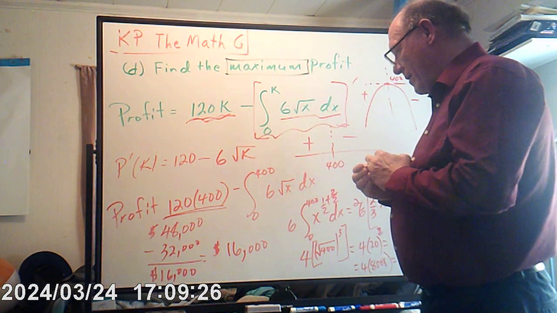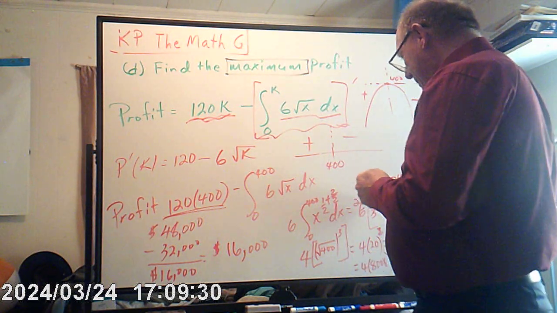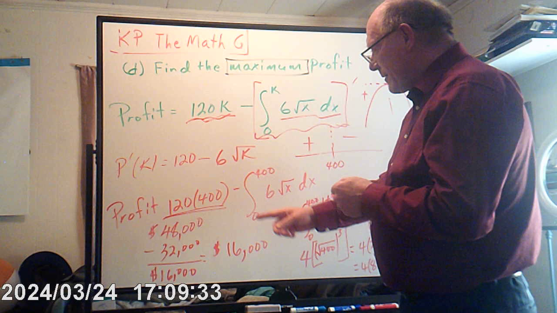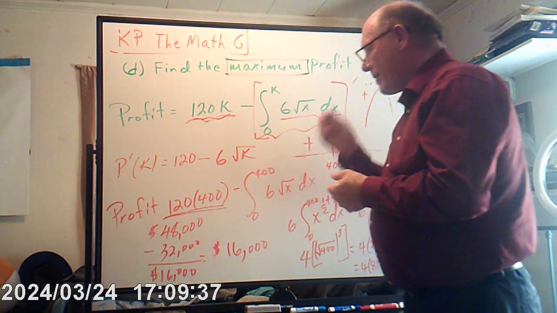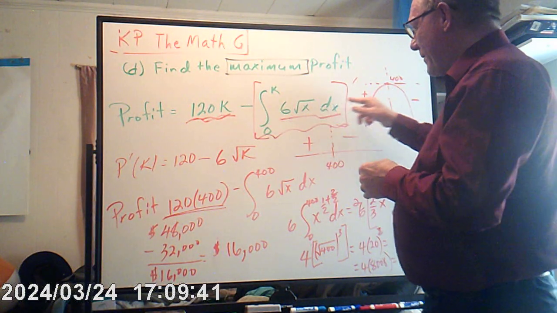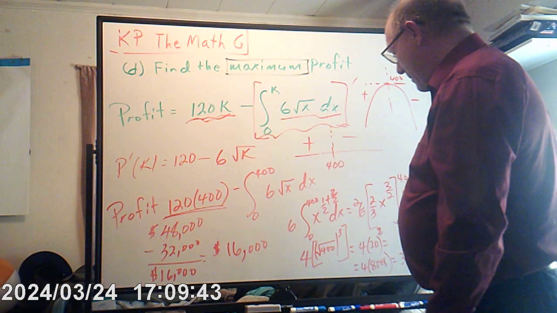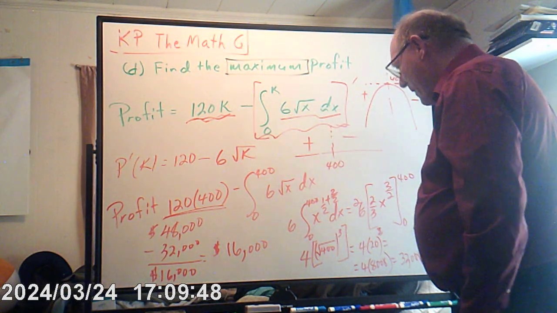And then once you do that, plug this 400, not back in here, not back into this here, because all you're going to get is 0 there. You plug it back into your profit right here. And then of course, we already figured out how to do this here.